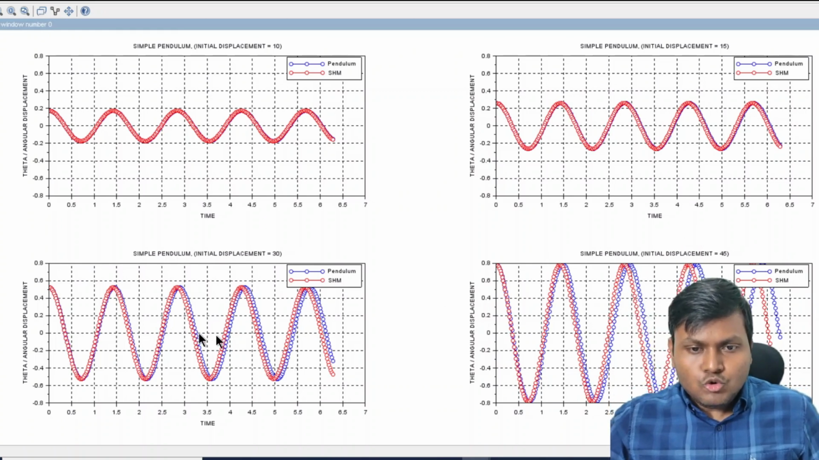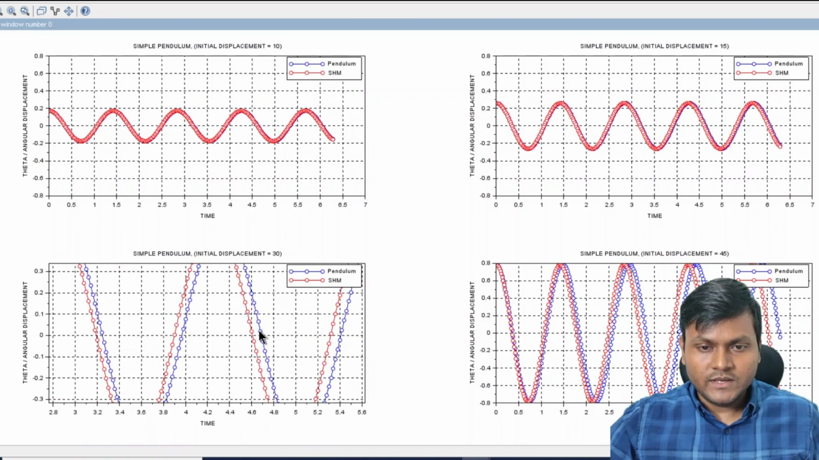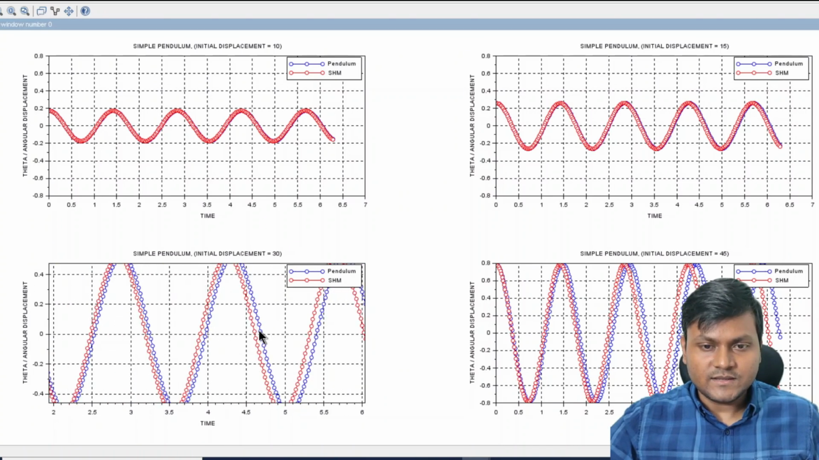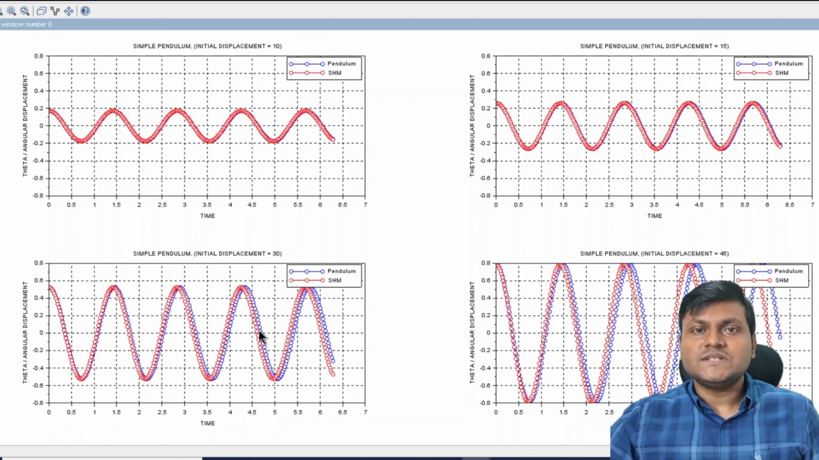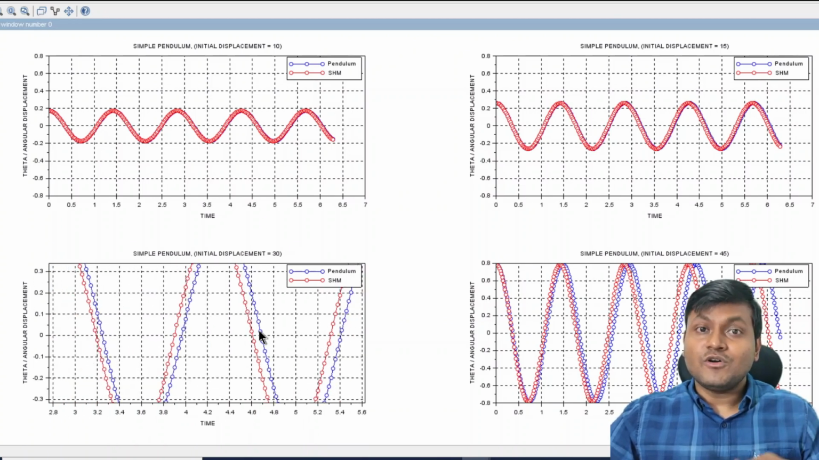Now there are 2 plots in every single graph. One is a red line, the other is a blue line. Can you see that? The red line represents some kind of a sine wave, some kind of a sinusoidal motion. Simple harmonic motion. The blue line is the solution corresponding to the differential equation where the sine theta term was present. Remember, the original differential equation contained the term sine theta and not theta. So the blue line is the actual motion of the pendulum. The red line is the solution for simple harmonic motion.